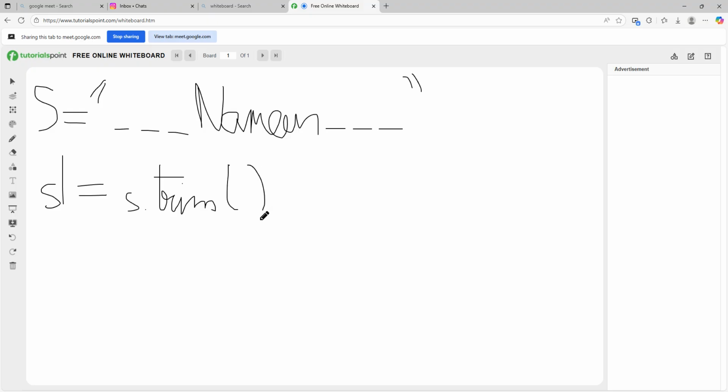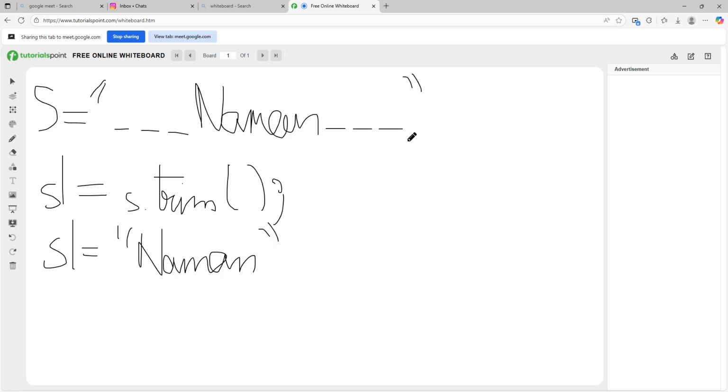S dot trim, bracket open, bracket close. So now S1 will be equal to just Naman. Any spaces at the end or at the start will get removed.